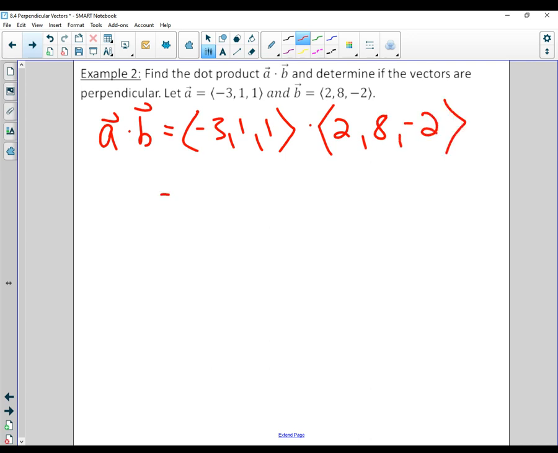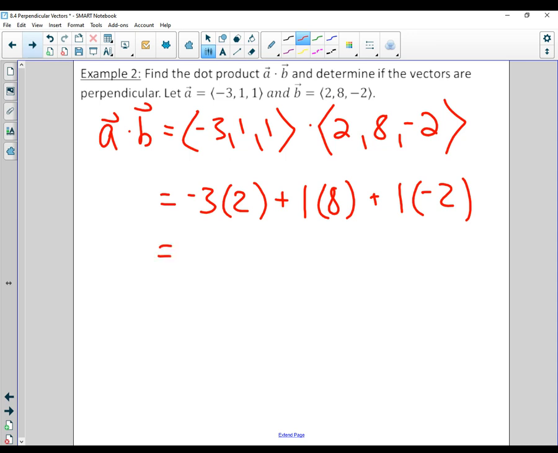All right. We're going to do the same thing. We're going to take -3 times 2. Then we're going to add 1 times 8. And then we're going to add 1 times -2. All right. So same thing as last time, except now we just have this third guy that we need to add when we multiply them. -6 plus 8 minus 2. Oh! Whoa! What does that mean? They're perpendicular.